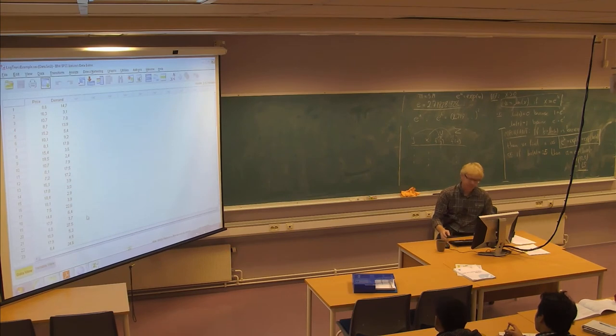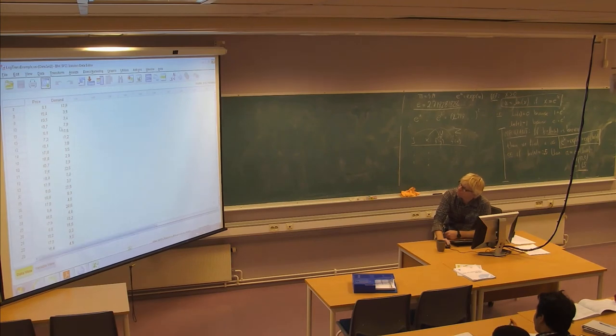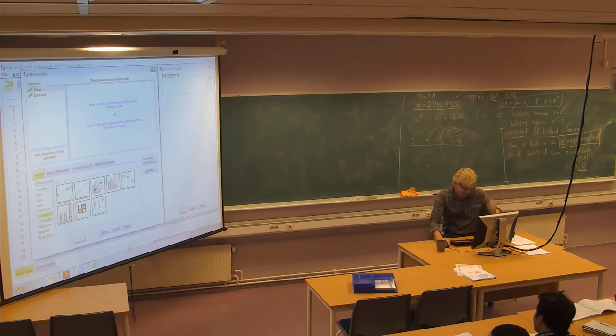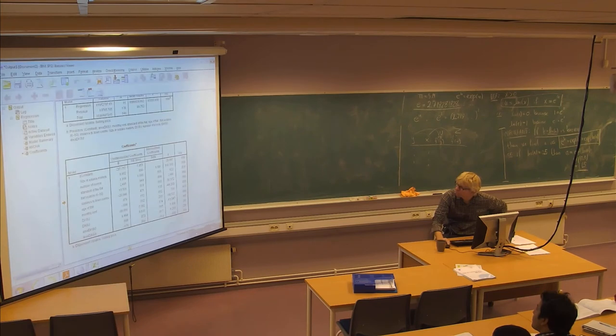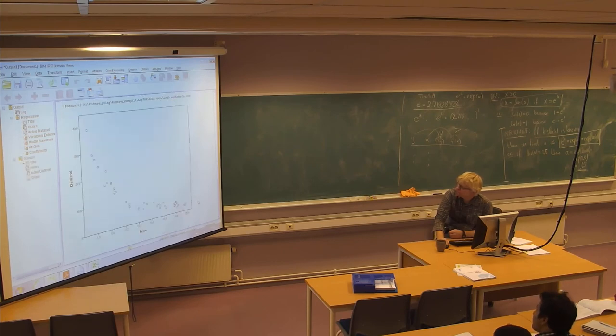So this is then how such data would look in the simplest case. You have a price for a commodity, say every month or every week you have this price, and then the amount sold is what we call the demand here. And we can make a scatter plot of these, with price here and demand here. It comes out like this. So this is typically this nonlinear structure.